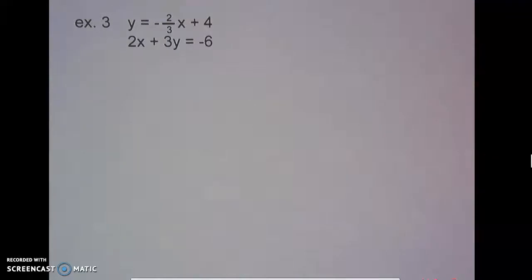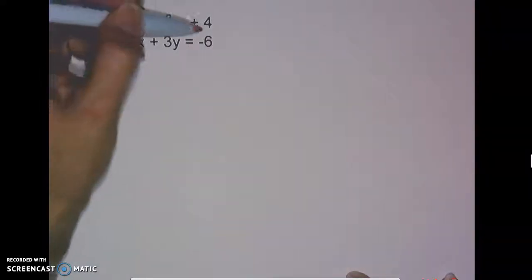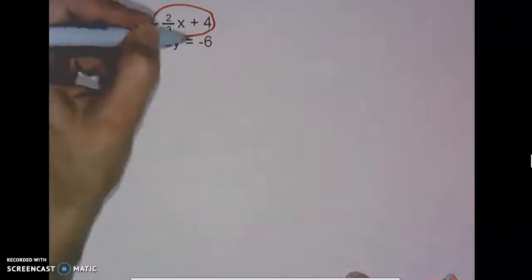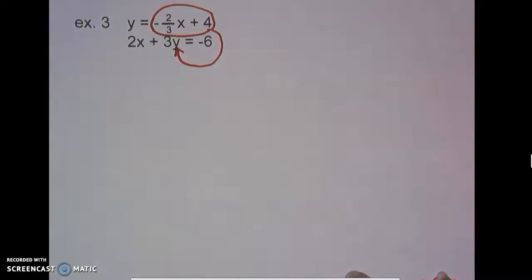This even works for things that have fractions with them. So if we have y equals negative 2/3 x plus 4 and 2x plus 3y equals negative 6, we have what y equals. So we're going to take what y equals and we're going to substitute. I'll bring my arrow this way so we can see what's happening. We're going to substitute it in for that y.